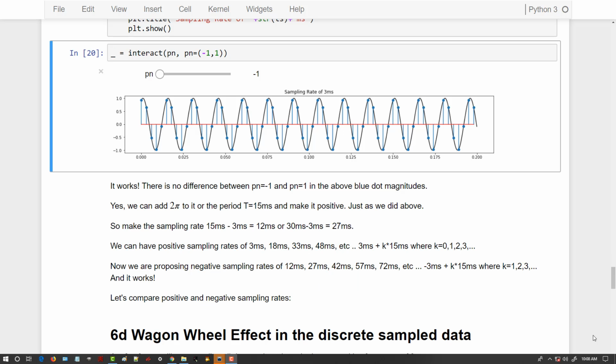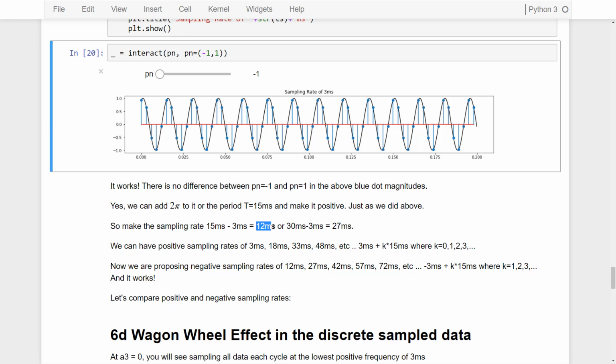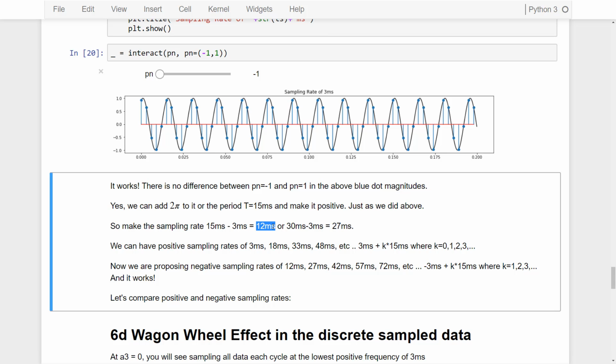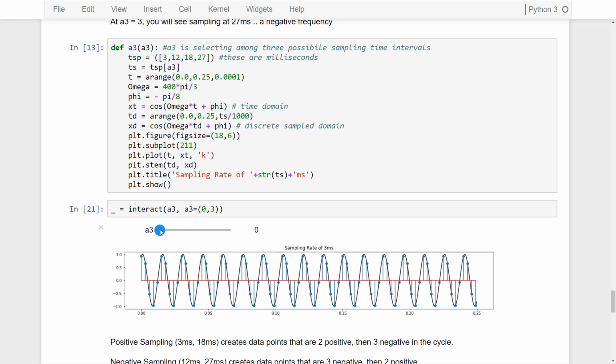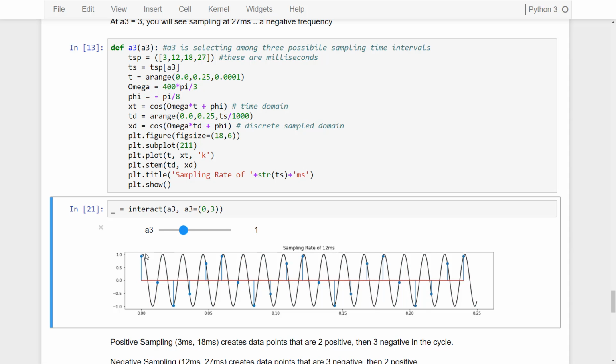But you say there's no such thing as negative time, and negative 3 milliseconds makes no sense. But when you add a circle to that, when you add skipping cycles to that, then you get something positive. You get a first negative sampling rate of 12 milliseconds and then 27 milliseconds. So let's check that out. So here we go. Here's 3. And you can see the pattern's the same. Now we're going to go to 12. It's reversed. Then we go to 18. Remember, that's positive. Same thing.